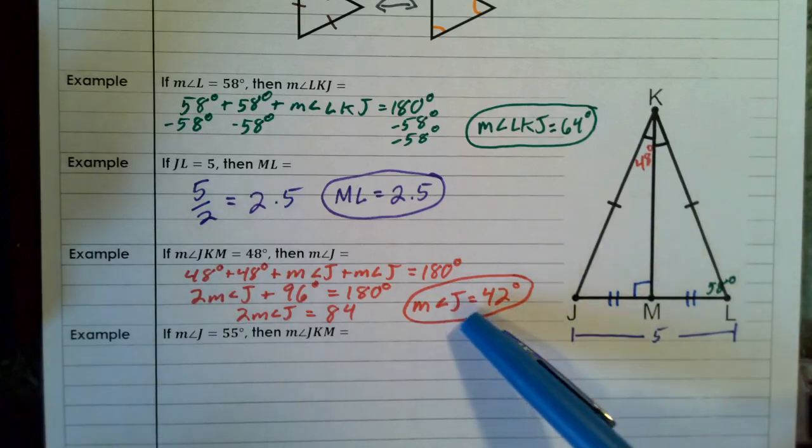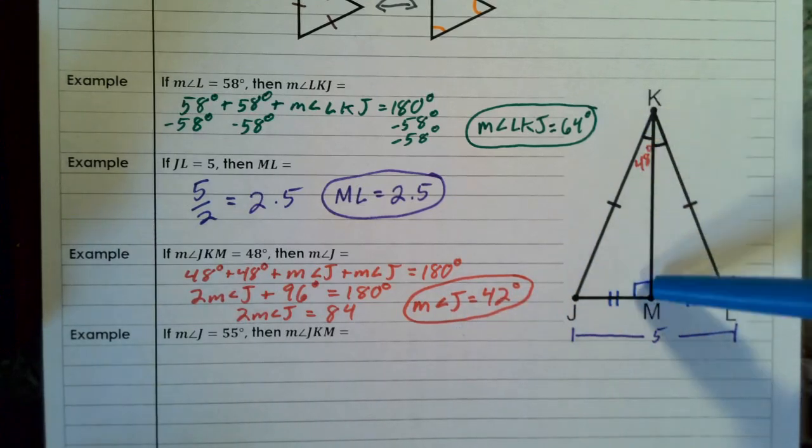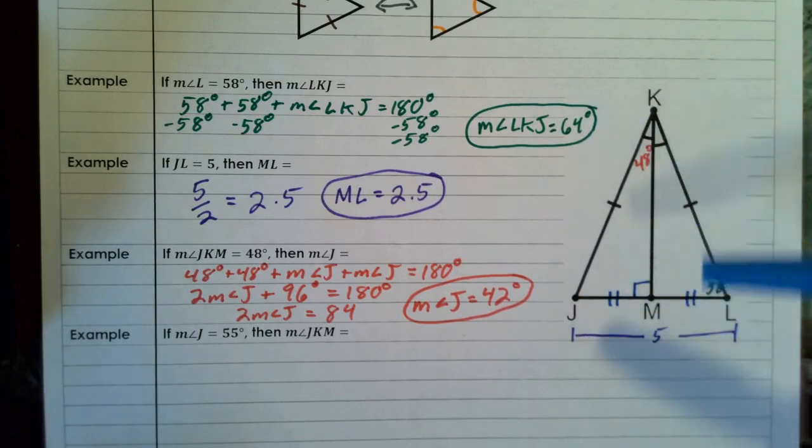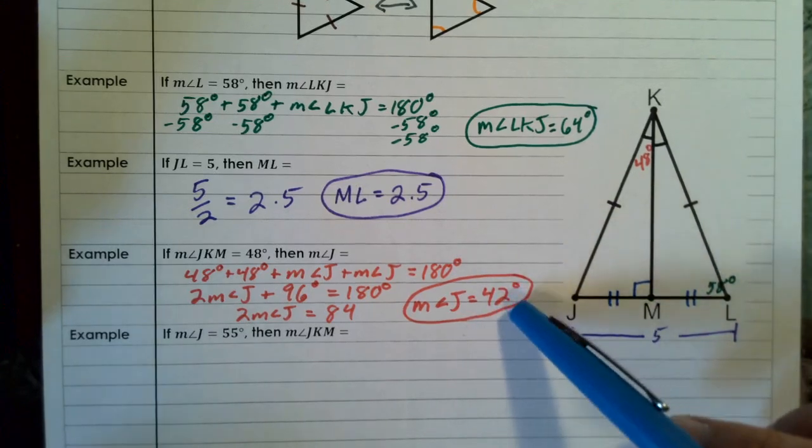I suppose I could have also done that just inside of here and just simplified that a little bit. Angle J plus 48 plus 90 has got to be 180 degrees. You get the same 42.